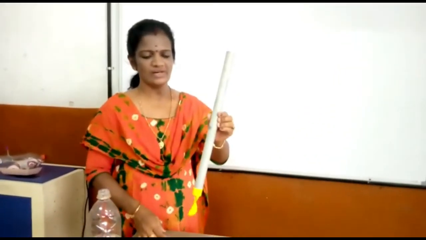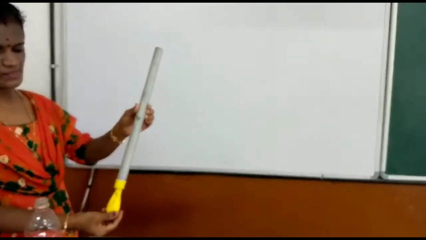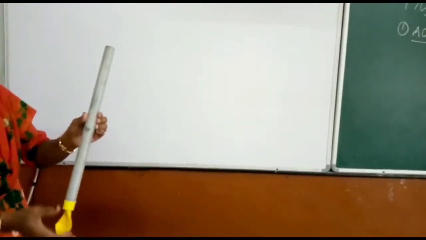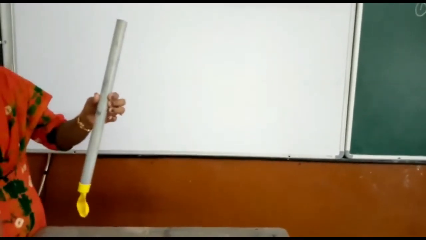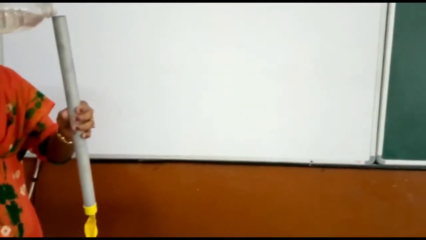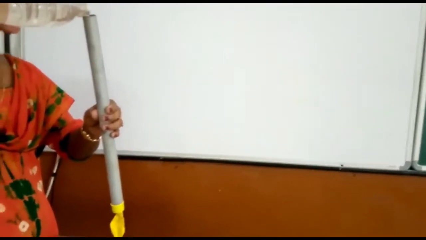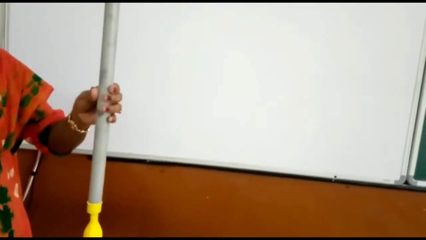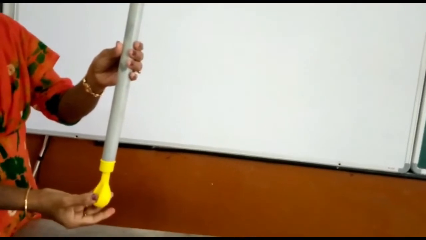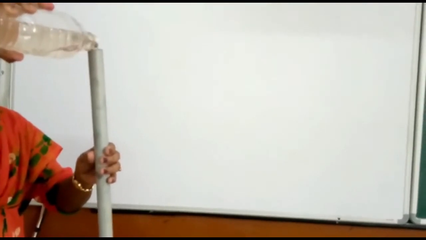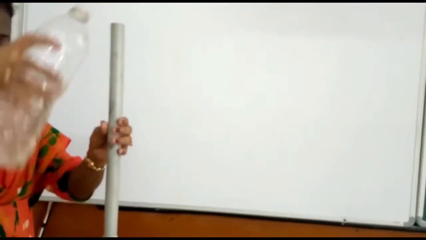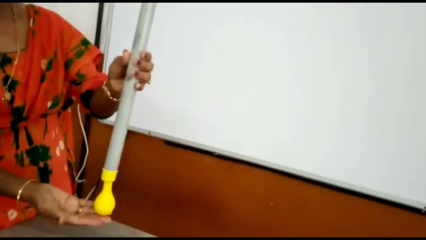For that I have taken a PVC pipe, then a rubber balloon. Stretch this rubber balloon at one end of the PVC pipe. Now what I am going to do is pour a little water into the PVC pipe. You can see that the balloon bulges a little. Then I am going to pour some more water into this pipe. When I pour more water, we can see that the balloon bulges more.